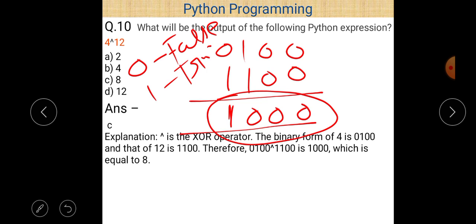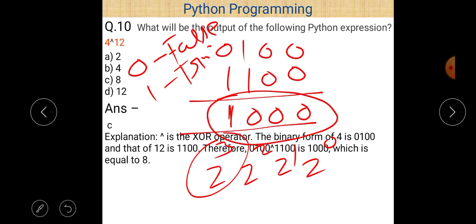1000, and when we convert this number into its decimal equivalent, then you can easily see that 2 power 0, 2 power 1, 2 power 2, 2 power 3, 2 power 3 is equal to 8. So 8 is the answer. So C is the correct answer.